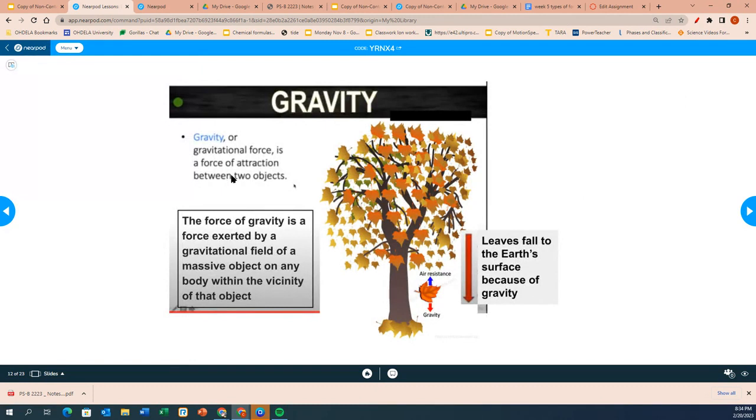Gravity, a gravitational force, is a force of attraction between two objects. The force of gravity is the force exerted by a gravitational field on a massive object or any body within the vicinity of the object. So gravitational force is on anybody. Even you have gravitational force just because of your mass. The larger the object is, the more gravity it has. Leaves fall to the earth because of gravity, and then air resistance will slow it down.